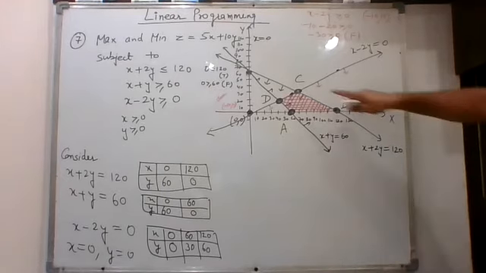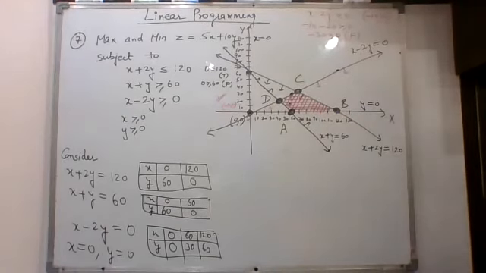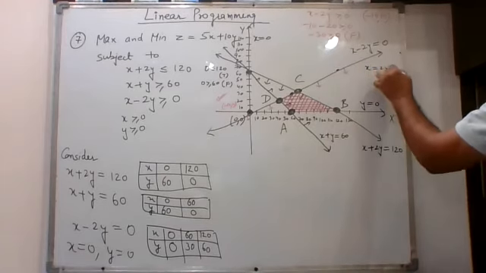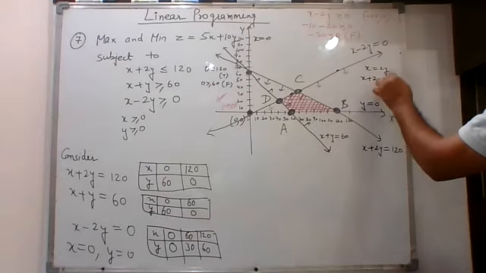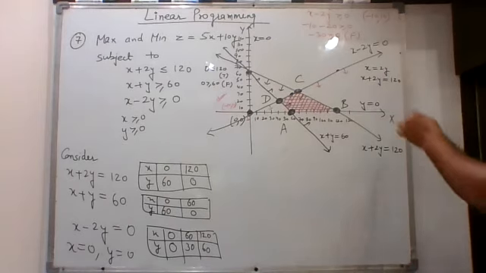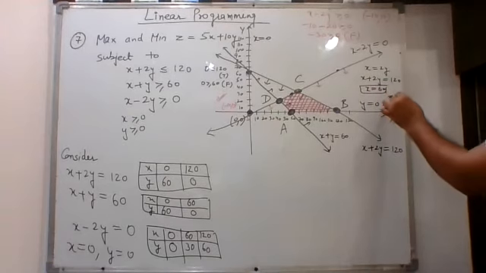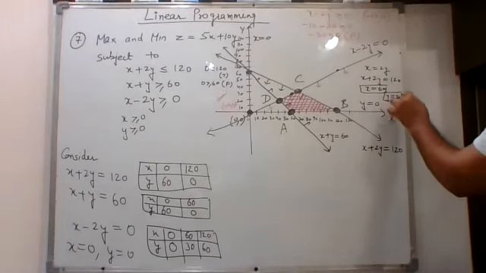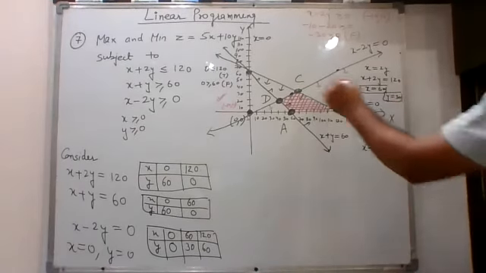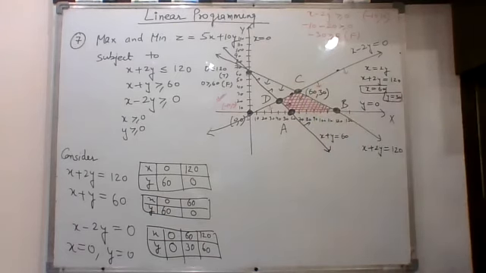For example, if you want to get the coordinate of point C, then you have to solve this equation and this equation simultaneously. So in order to get the value of C, just solve these two equations simultaneously: x is equal to 2y and x plus 2y is equal to 120. Then you will get the point C. You can see that x is coming out to be 60 and y will be equal to 30. So the coordinates of C will be 60, comma 30.